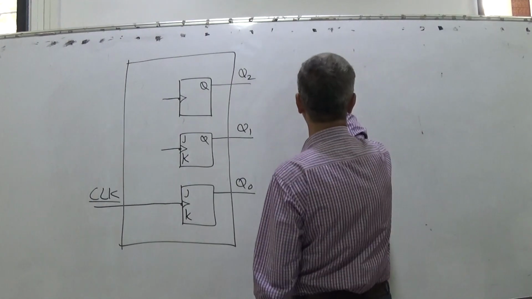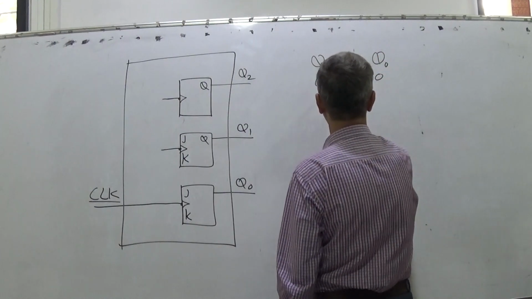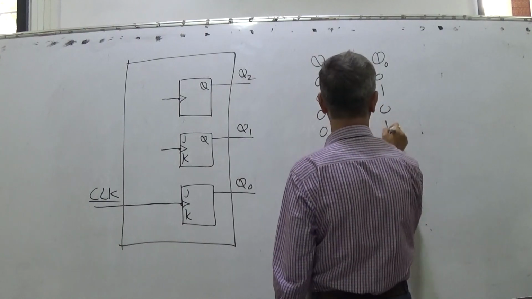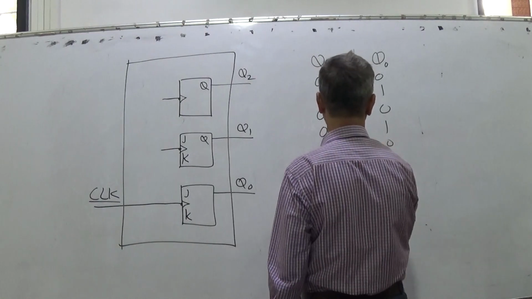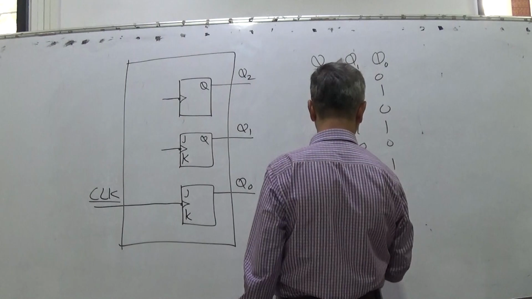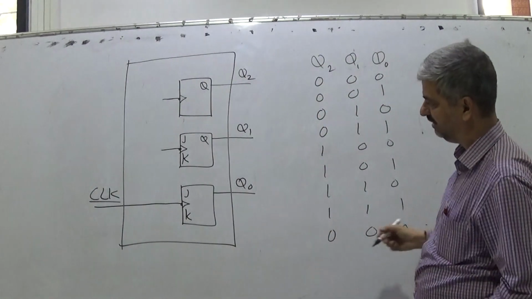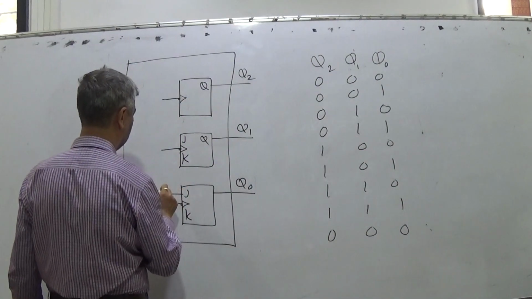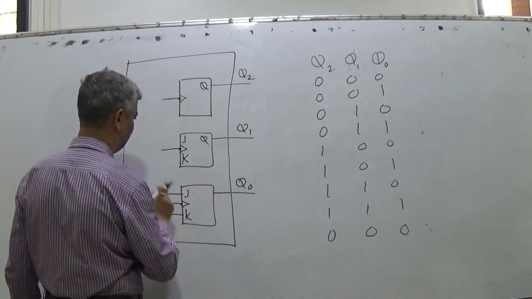And then, if I want a 3-bit up counter, Q2, Q1, Q0: 0 0 0, 0 0 1, 0 1 0, 0 1 1, 1 0 0, 1 0 1, 1 1 0, 1 1 1, 0 0 0. So Q0 should always toggle, so I give the clock to Q0 and I keep J and K of this flip-flop as 1. I keep it fixed.